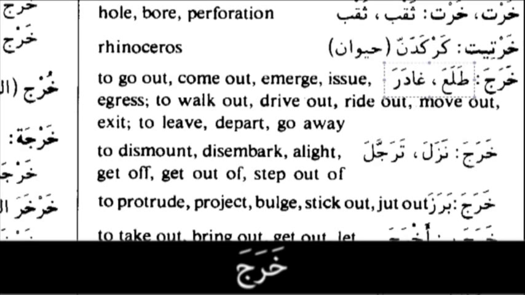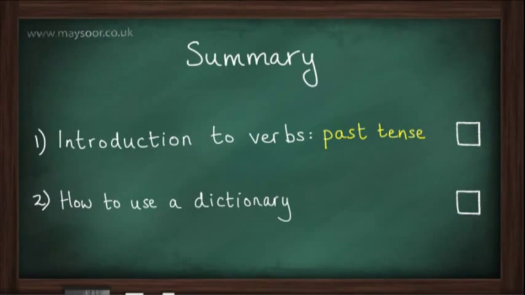You can use the same method that we use to search for the verb kharaja to find any other root word in the Arabic language. In today's lesson, we've looked at number 1, a brief introduction to past tense verbs, and number 2, we've briefly looked at how to use a modern Arabic to English dictionary.